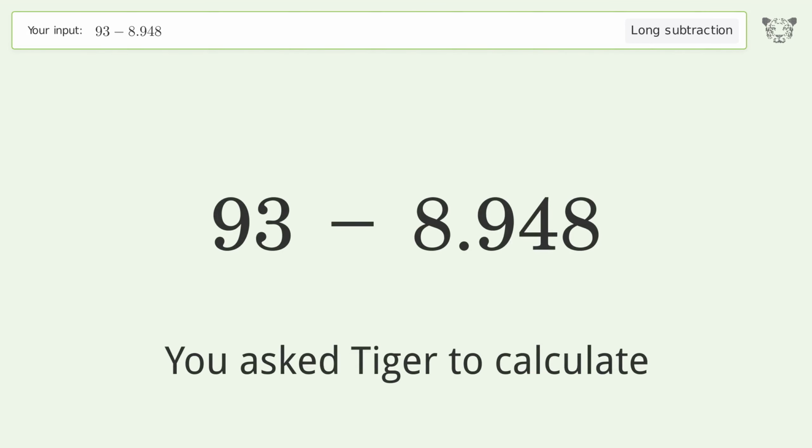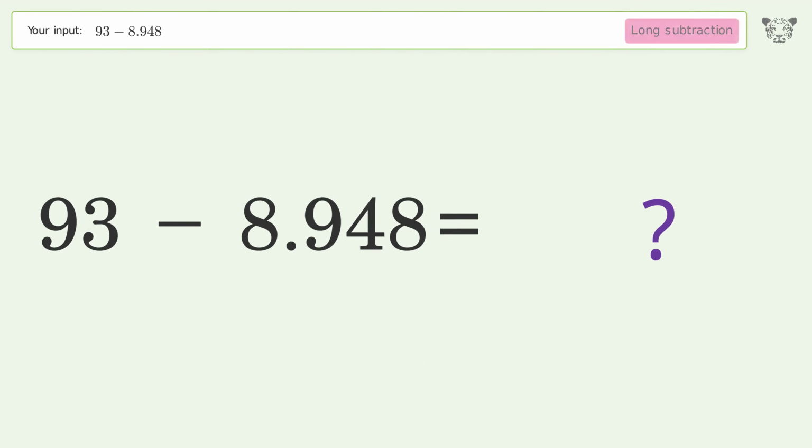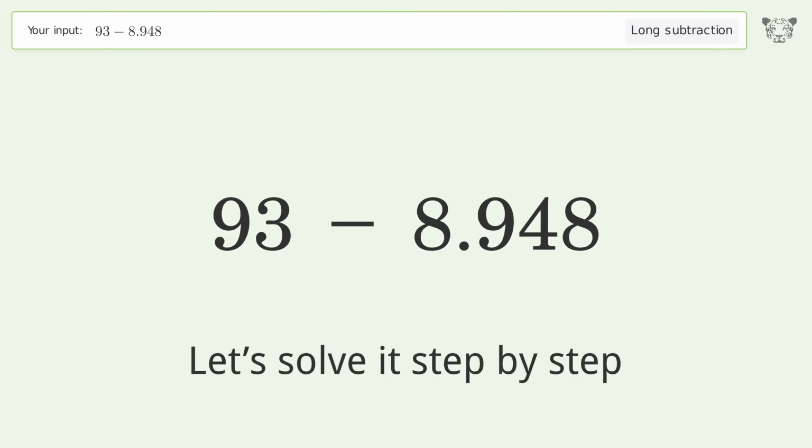You ask Tiger to calculate. This deals with long subtraction. The final result is 84.052. Let's solve it step by step.